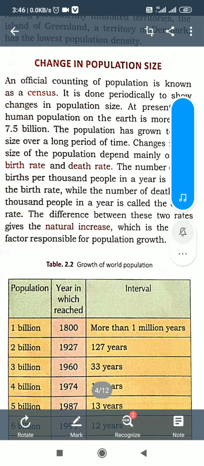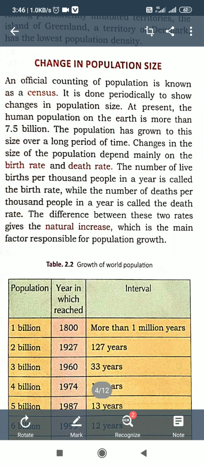Today I will teach Geography, Chapter 2 Population. In my previous classes, I have taught you population, size of population, overpopulation, underpopulation, and factors which affect the population. Also, students, I have taught you density of population. But in this class, I will teach change in population size.